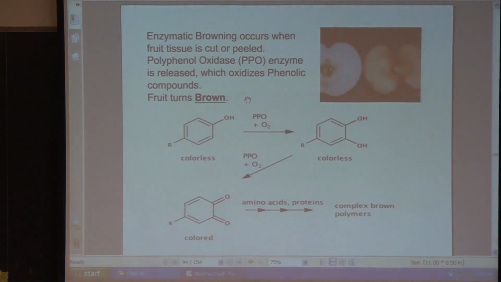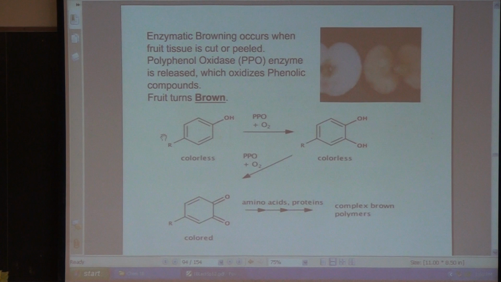Okay, so here's some more detail about enzymatic browning. The browning reaction occurs when the fruit tissue is cut or peeled. The enzyme is polyphenol oxidase, abbreviated PPO. When that enzyme is released, it reacts in the presence of air with those phenolic compounds and oxidizes those phenolic compounds. So here's the reaction here.